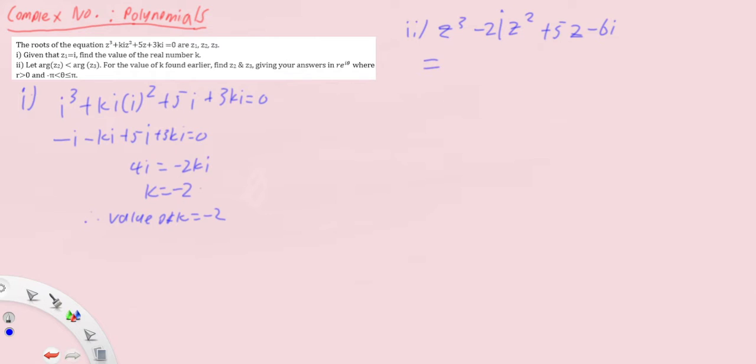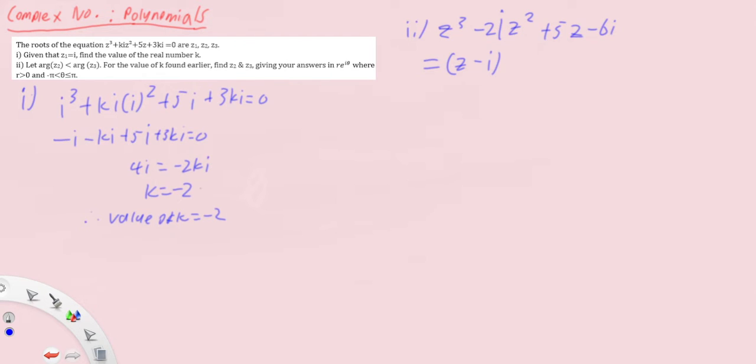So instead, we're just going to do our normal factorization. So we have z minus i. Alright, so part 2, we basically want to find the roots z2 and z3, taking note that the argument of z2 is less than the argument of z3. And, quite rare, but we want to express the answer in re^(iθ) form.